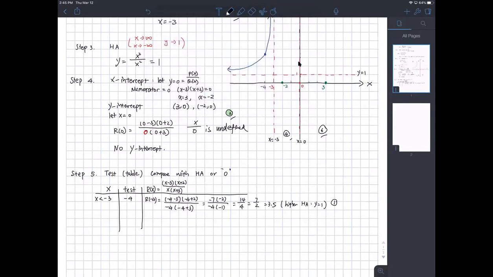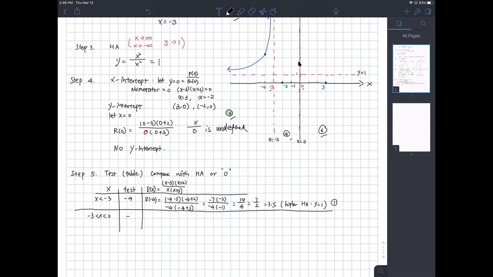For the second part, it will be between negative 3 and 0. So we'll have negative 3 less than x less than 0. Let me make this a little lower. If I'm testing a number in this case, negative 2 will not be a good choice because we already have the answer for negative 2. So in this case, I will give negative 1 a try.